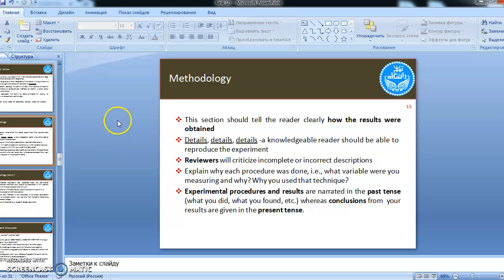The methodology. In this part, you should tell the reader clearly how the results were obtained. Details, details, details. Reviewers will criticize incomplete or incorrect descriptions otherwise. And you should explain why each procedure was done in your research paper.